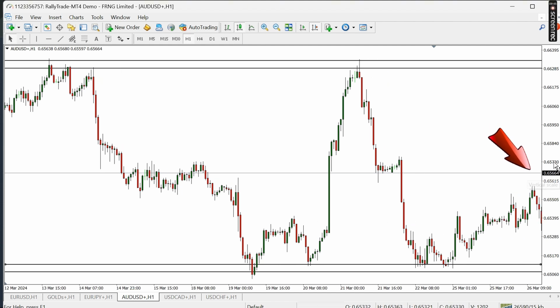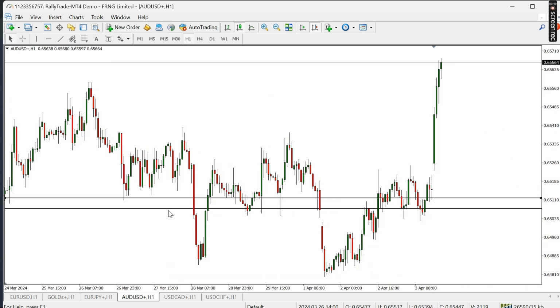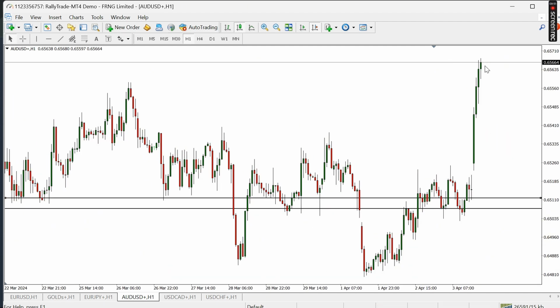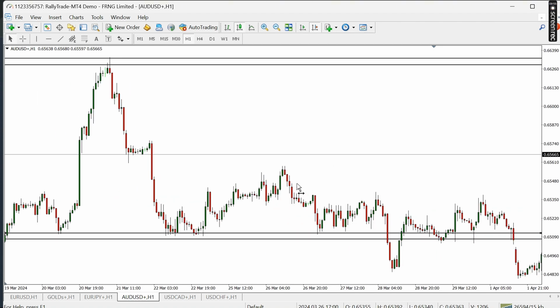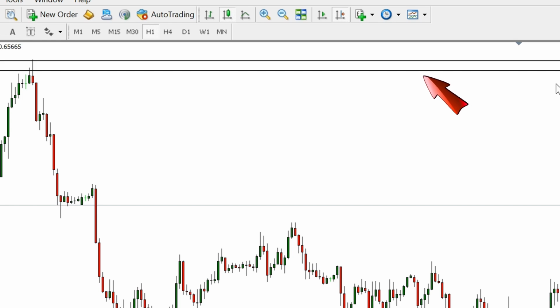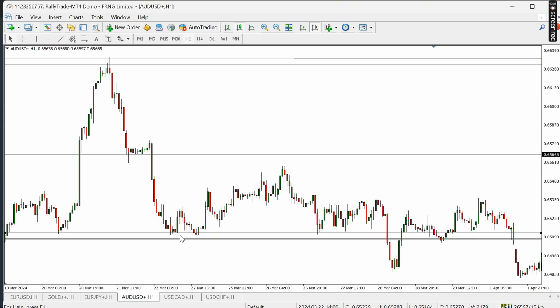This is the current market price here at 0.6566. This is the price AUD USD is trading at. See it here, 0.6566. When there's a level below price, that is a support, and if there's a level above price, that will be a resistance. So this is a support below and this is a resistance above.